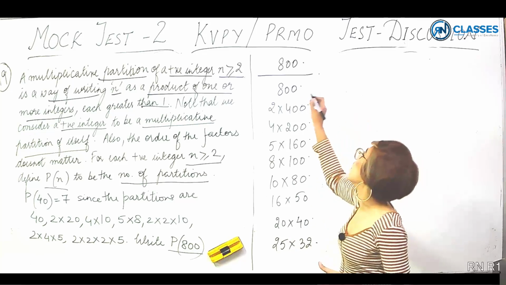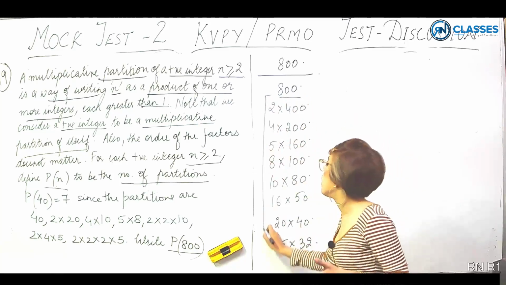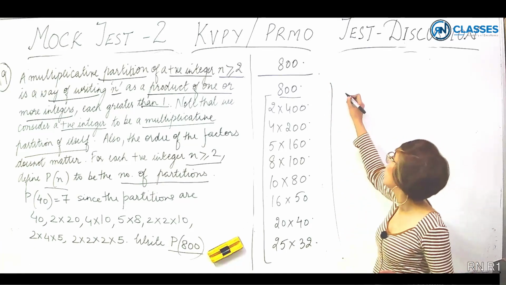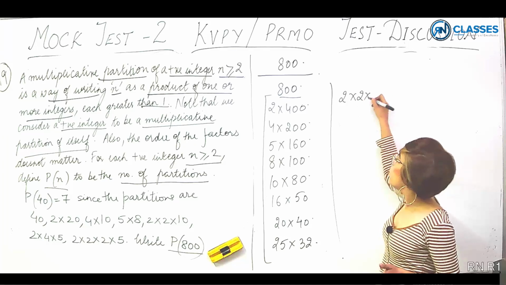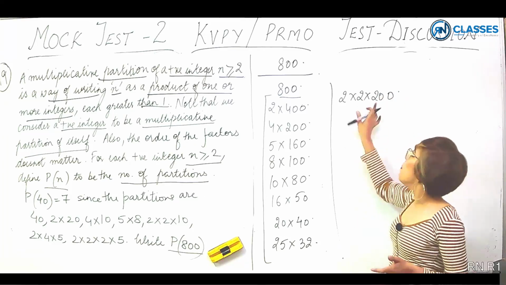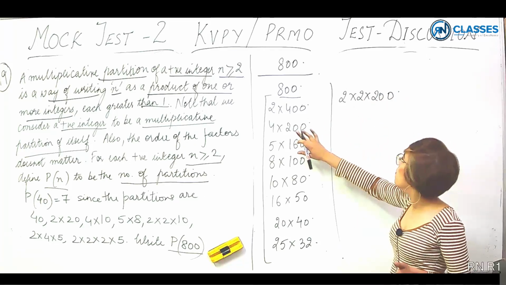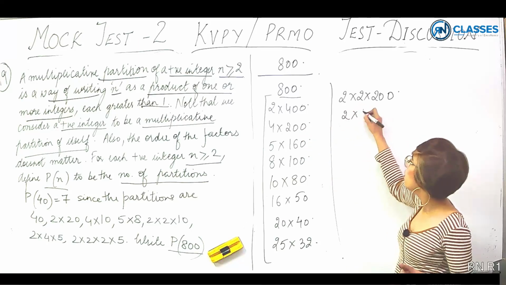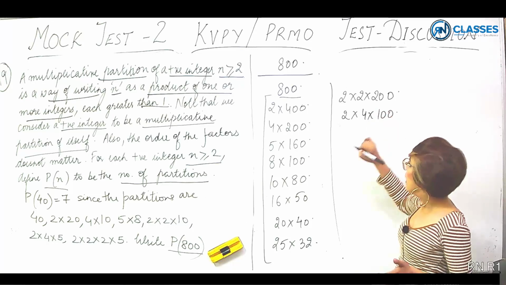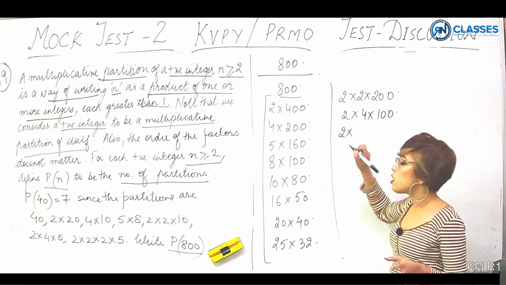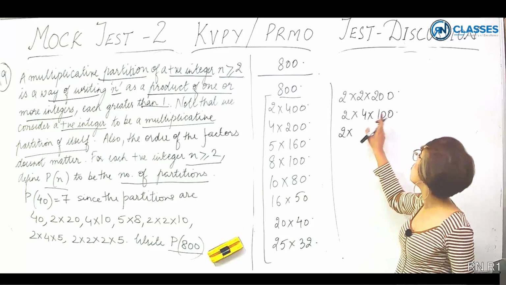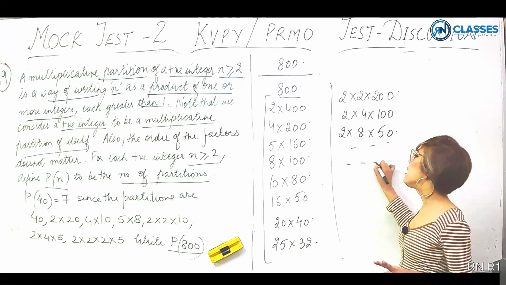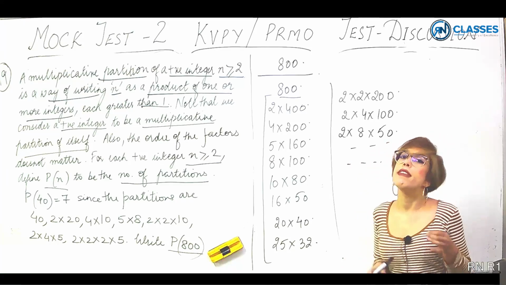So first I wrote the product of one term, that is this. Then I wrote the product of two terms. Then I can go for the product of three terms. So I can write 2 into 2 into 200, right? Then I can write 2 into 4 into 100. Then I can take 2 into just 3. So 2 I can take. So 8 into 50 and so on. In this way you have to write each and every case.